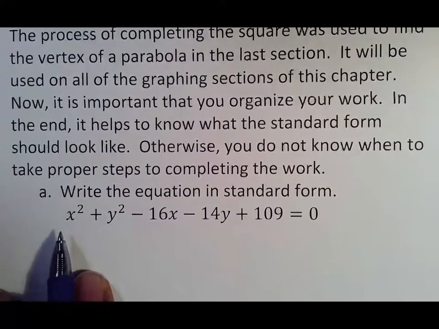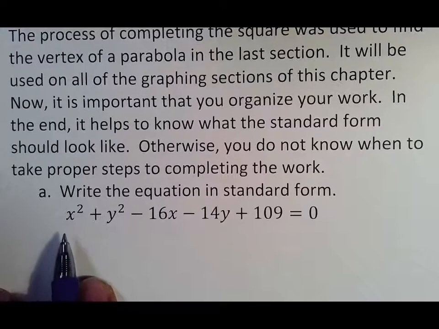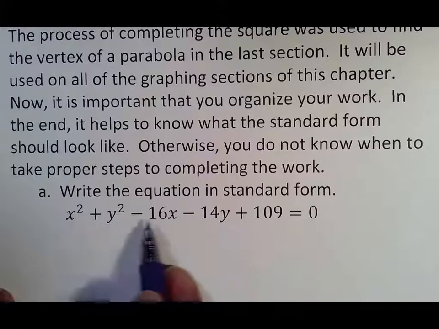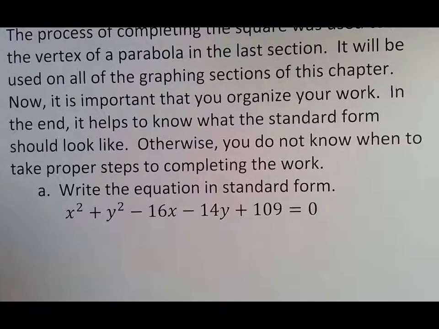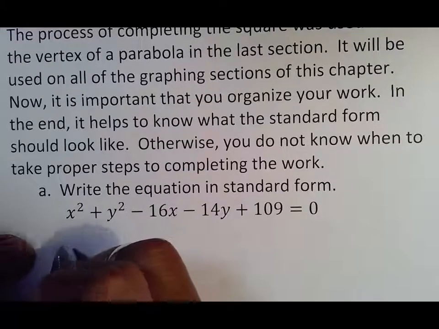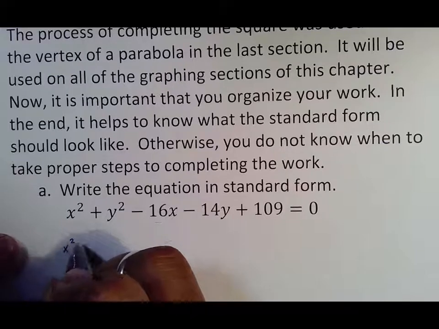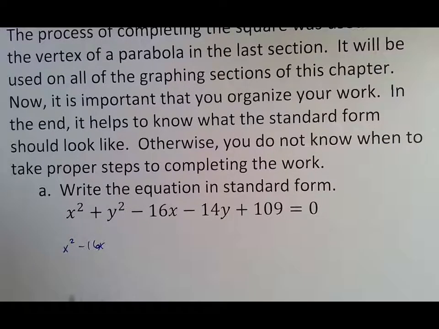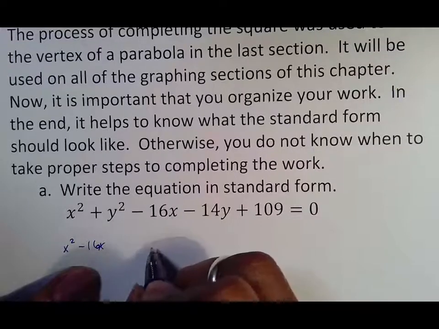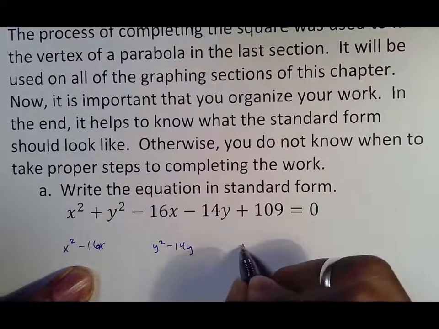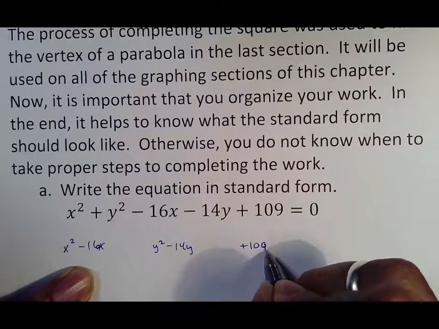On your test, it's actually on 11.5, but one part of your test is I'm going to give you a formula, and your job is to look at that formula and figure out what the standard form is, with all the different conic sections that are there. The best way to do that is to organize your x's. So I'm going to put x squared minus 16x over here. And remember, I have as much room as I want because it is my paper. Then I'm going to put y squared minus 14y, and then I'm going to put my plus 109.